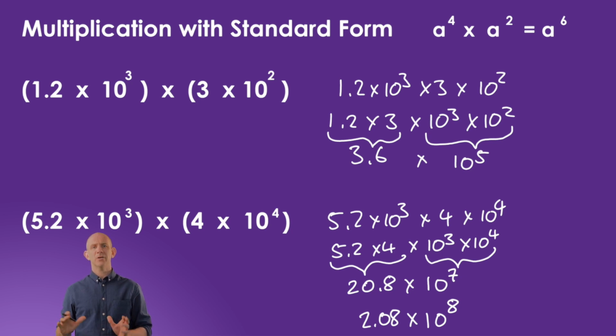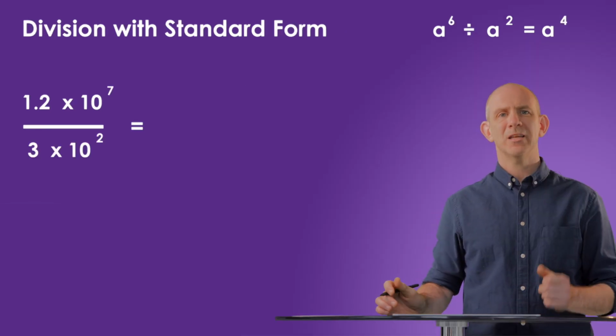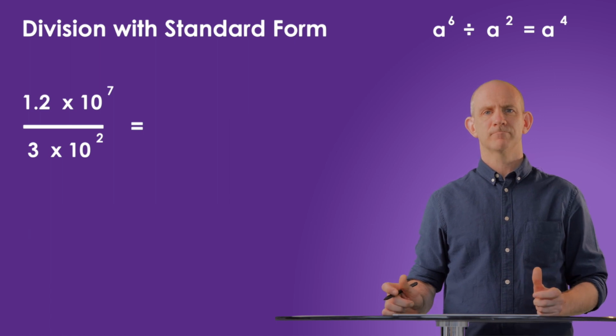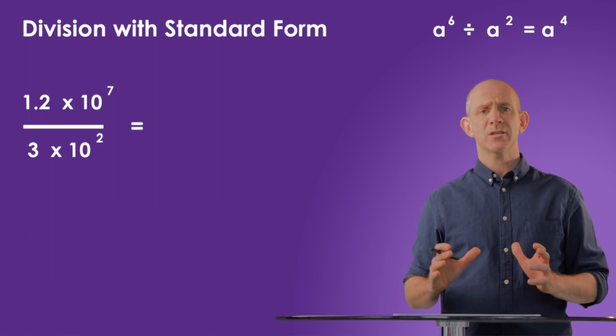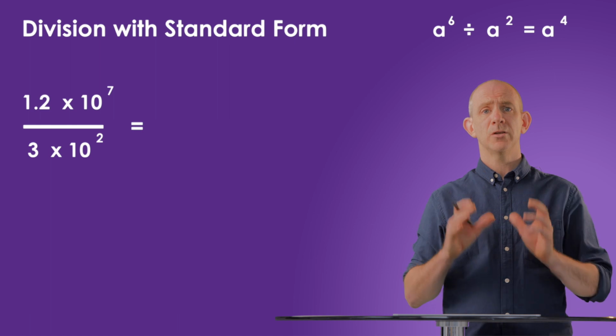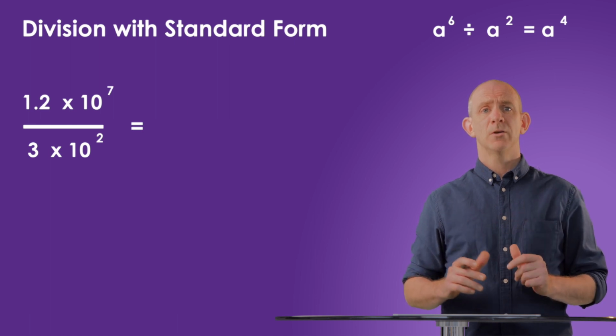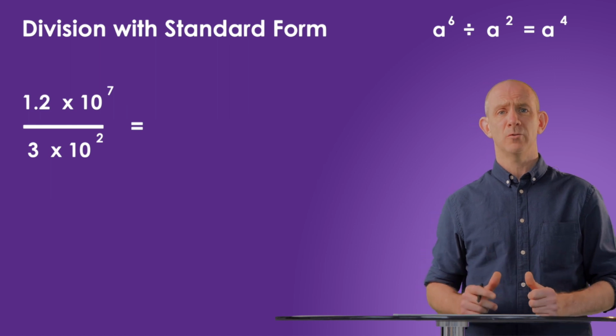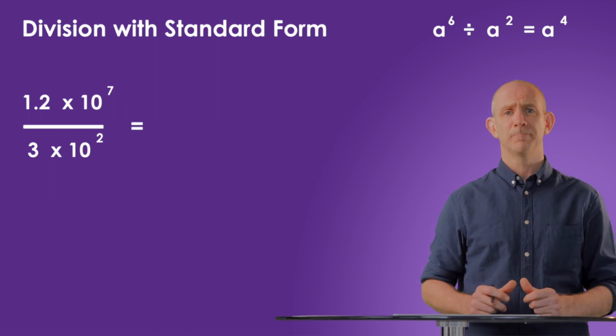Now let's look at how we use standard form when dealing with division. Before we start, let's review the indices laws with regards to division of powers. When the base number is the same and you're dividing, you can subtract the powers. So here we've got a to the power of 6 divided by a to the power of 2, which gives you a to the power of 4.